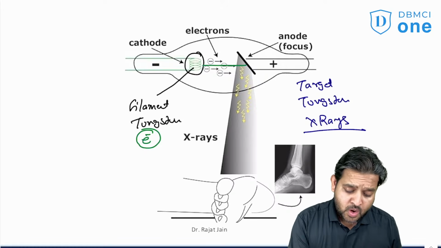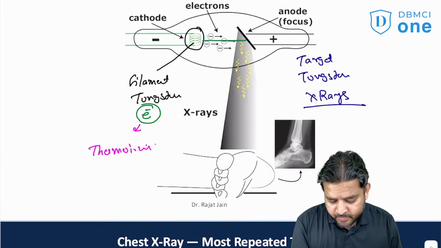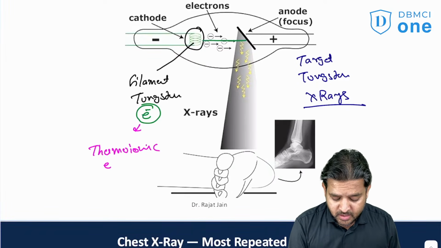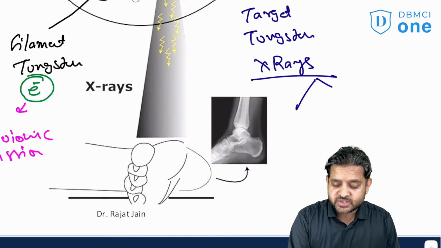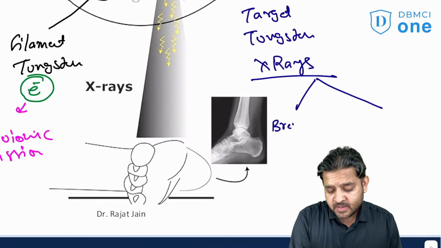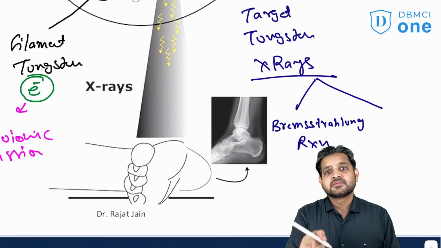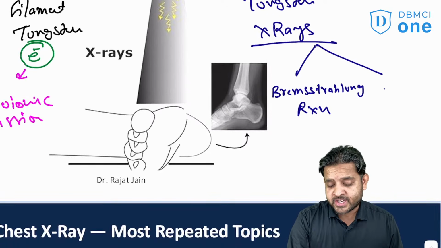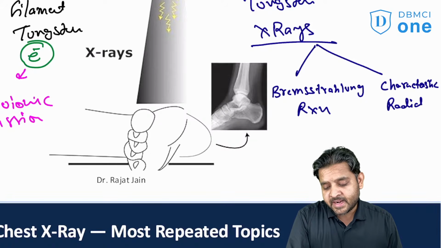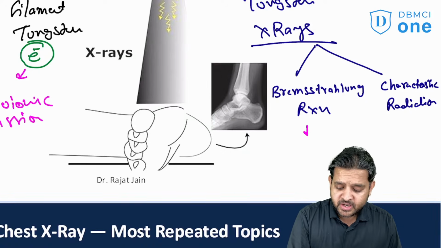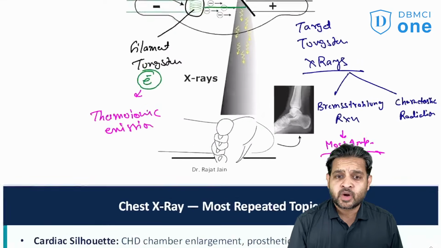Now electrons are produced due to thermionic emission. Thermo means heat, ionic means electron. Whereas X-rays are produced due to two reactions. What is the first reaction? Bremsstrahlung reaction. Don't forget, this was a question in the last FMG screening exam. And what is the second reaction? Characteristic radiation, right? So the Bremsstrahlung reaction is the most important in all X-ray tubes, right?